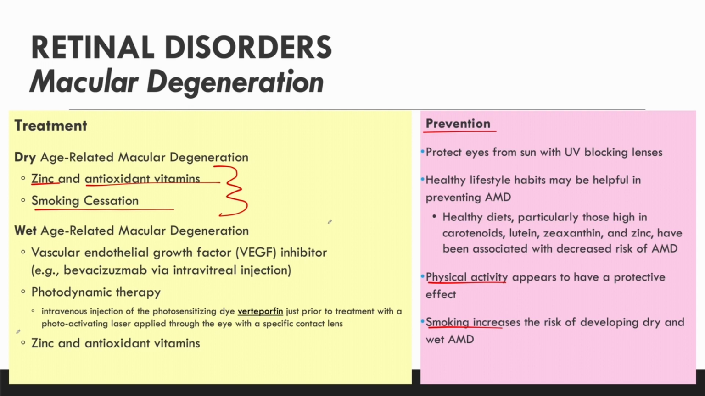For the wet type, there are some things like the VEGF inhibitors that we can do because we're getting a lot of neovascularization, so you can imagine that's not a good thing. And so we give these intravitreally, so injected into the eye, to help limit that neovascularization. There's also some photodynamic therapy. I don't expect you to really know a whole lot about this because it's a little advanced. But still, zinc and antioxidant vitamins and all these other preventative measures, right?